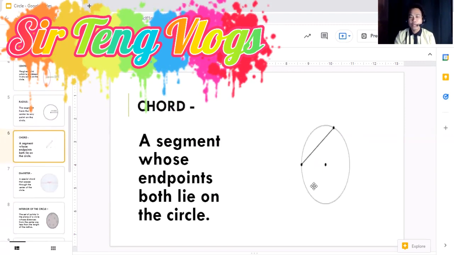Next is the chord. A chord is a segment whose endpoints both lie on the circle, but does not pass through the center. Meaning to say, there are two endpoints on the circle, which is the chord. Again, the chord is a segment whose endpoints both lie on the circle.